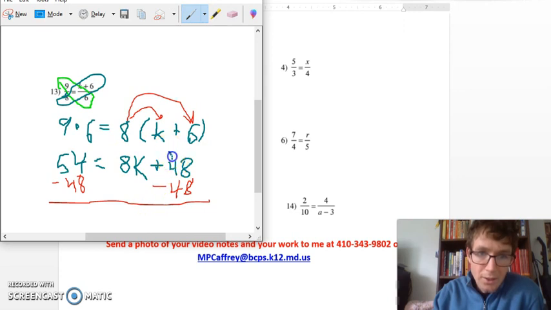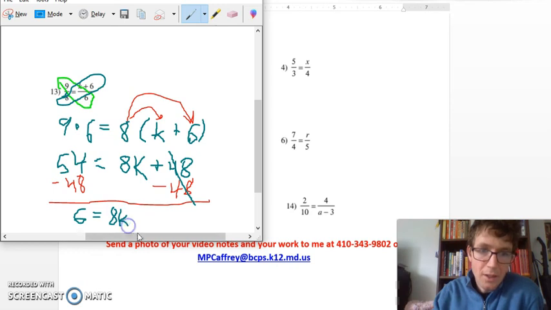So this over here cancels. 48 minus 48 is 0. On this side, 54 minus 48 just gives you 6. So 6 is equal to 8 times k.